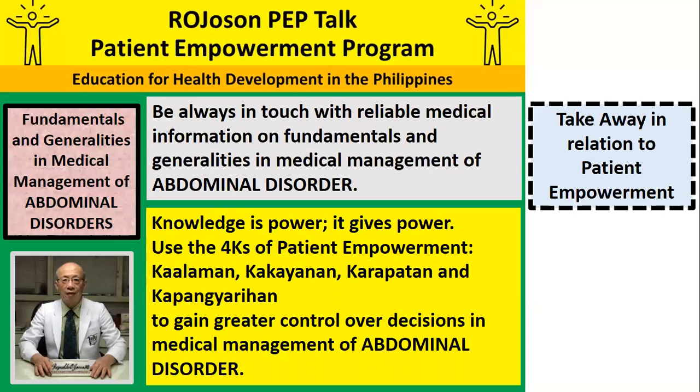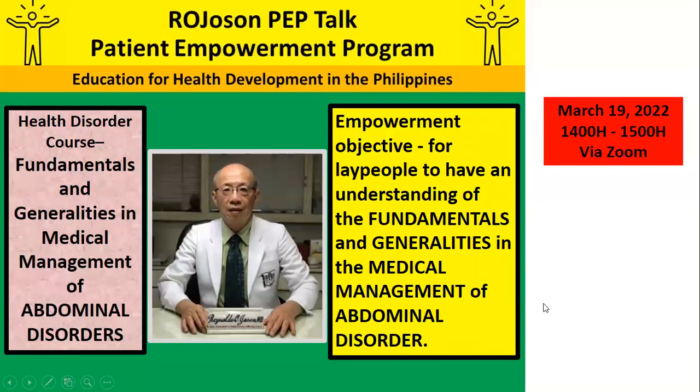Use the 4 Ks of patient empowerment: kaalaman, kakayanan, karapatan, and kapangyarihan to gain greater control over decisions in the medical management of abdominal disorders. So with that, I end my pep talk. I hope I have empowered you to have a better understanding of the fundamentals and generalities of the medical management of abdominal disorders. Thank you for your attention.